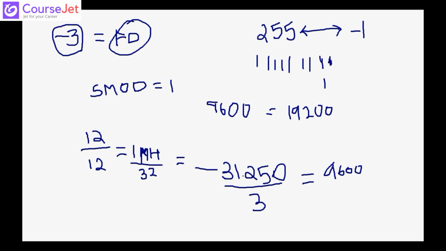If you divide 31,250 by 2, you will get somewhere around 15,000. And if you divide it by 4, that is the reason you go for 11.0592. Is it clear why we are going for 11.0592? Only for serial communication we are going for it.